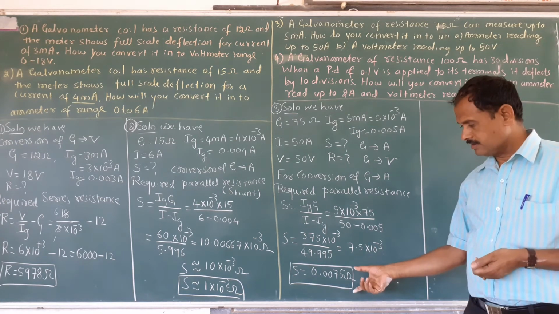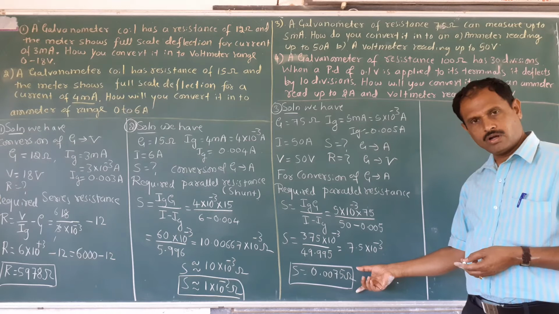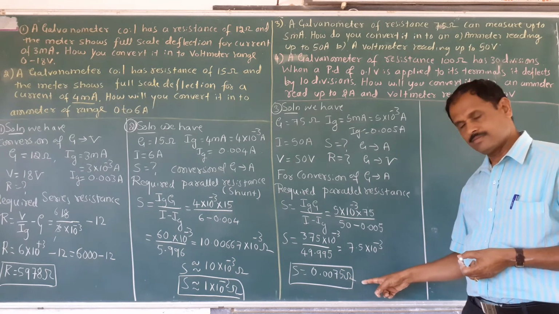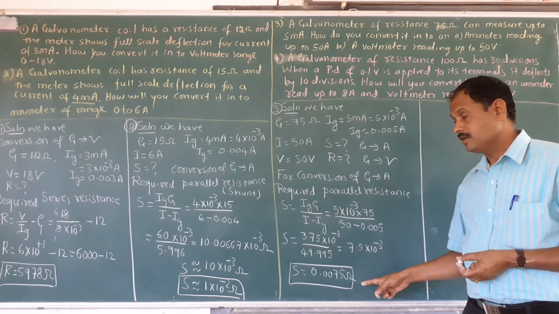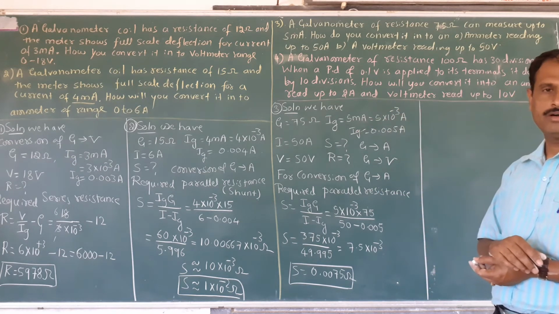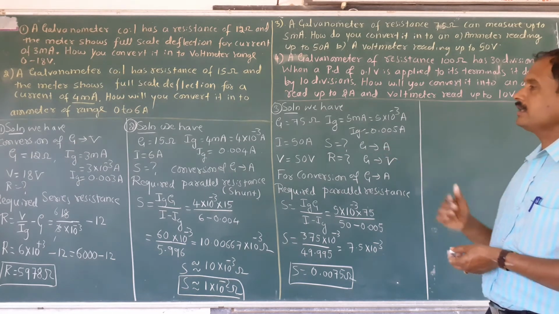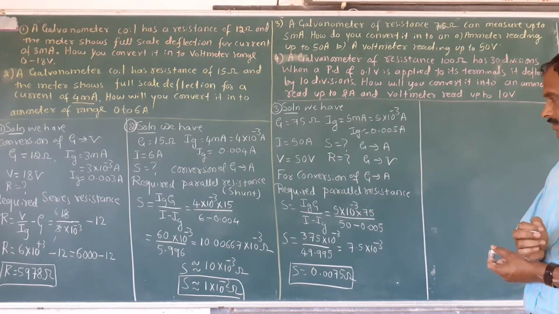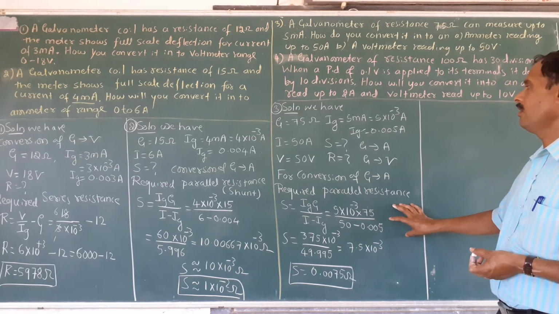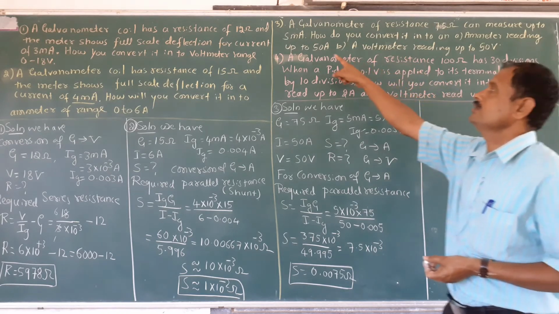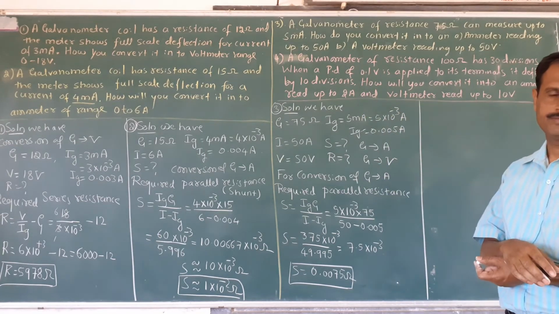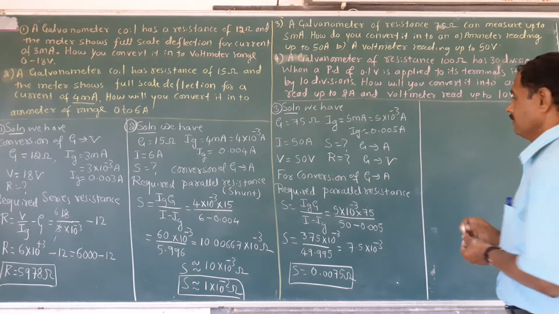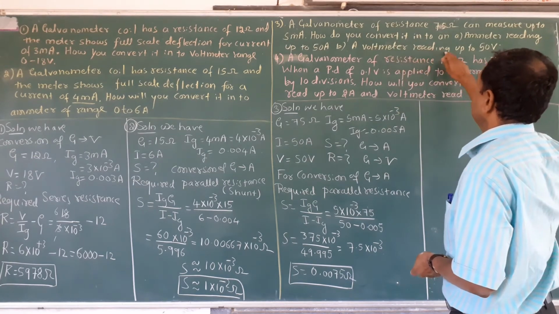Write down: when a small resistance of 0.0075 ohm is connected in parallel with the galvanometer, then it is converted into an ammeter of range 0 to 50 ampere. This line must and should be written finally. Then, the next part of the problem, the voltmeter.